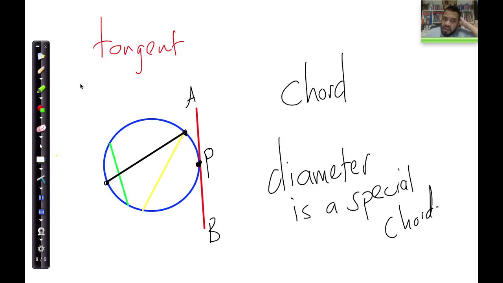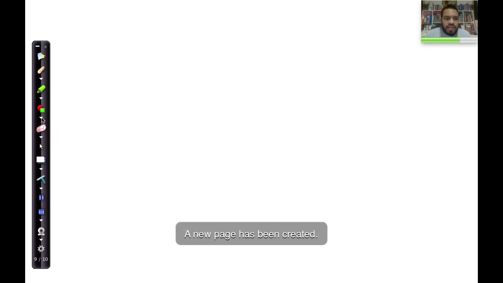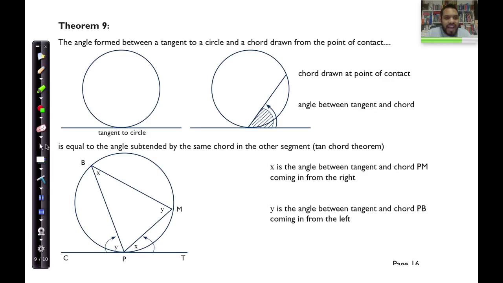Right, so now where does the Tan Chord Theorem come in? Well, the Tan Chord Theorem says the following. Now you know what a tangent is and you know what a chord is. When we put the two together and relate them to a circle, we can start using something called the Tan Chord Theorem. Now, the theorem reads as follows. Let's make that red.